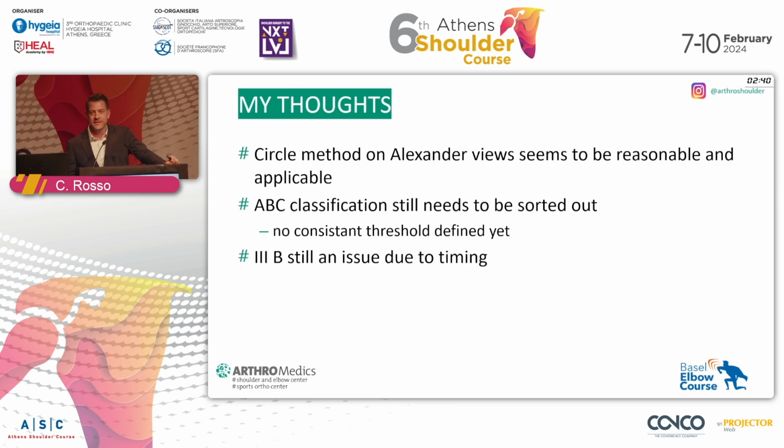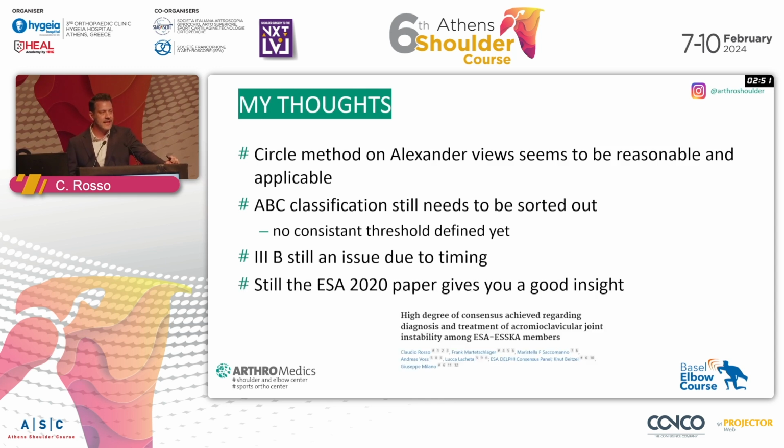Then 3B is still an issue due to timing. If we skip the timing for 6 weeks, we have a problem. Then we need to take a tendon graft. At least we should take a tendon graft. And still our paper from ESA, it gives you a good insight.